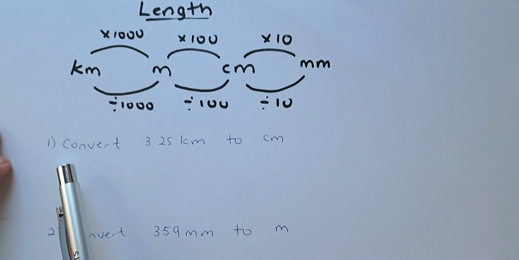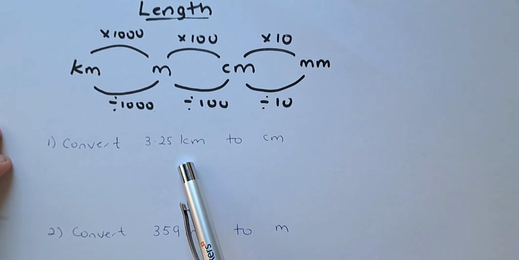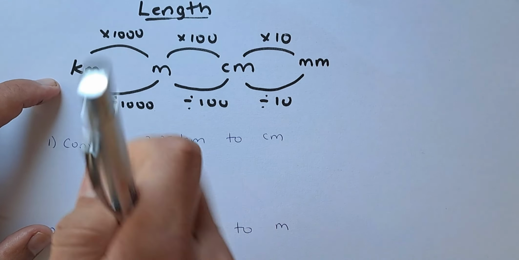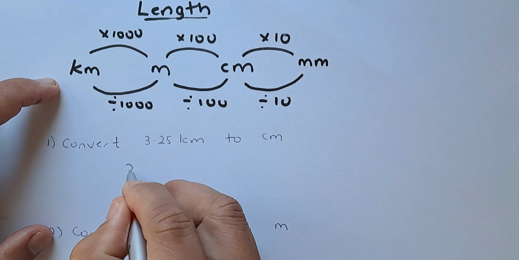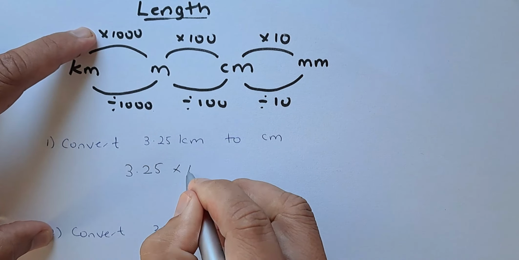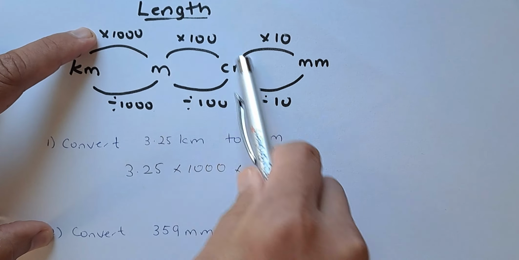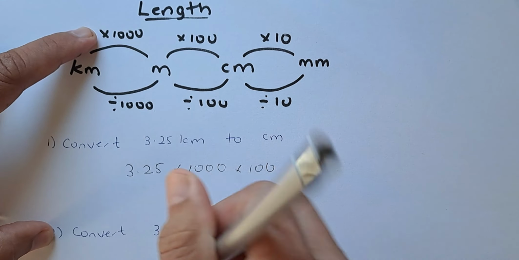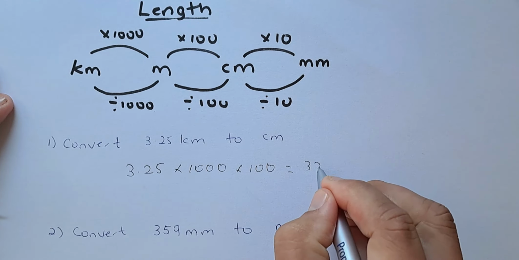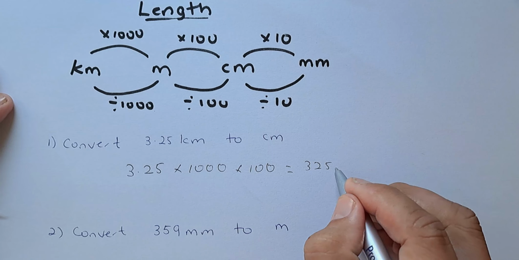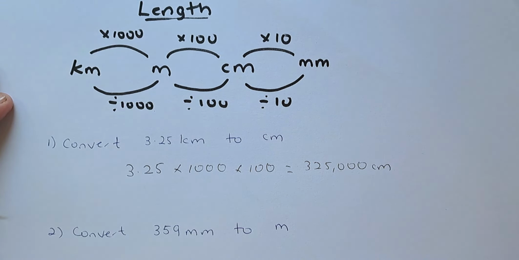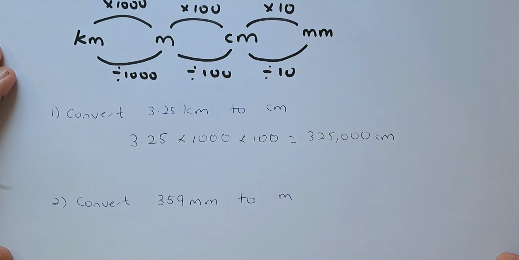If you are to convert 3.25 kilometers to centimeters, we are here and we want to go there. What we do is take 3.25, multiply by 1,000, and then multiply by 100 to get to centimeters. You put it in your calculator, and the answer is 325,000 centimeters. That is not too bad, right? Now we look at the second example. I'll leave the diagram up there.